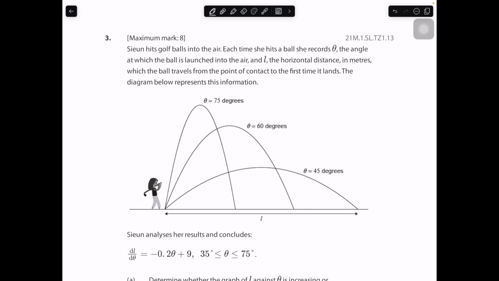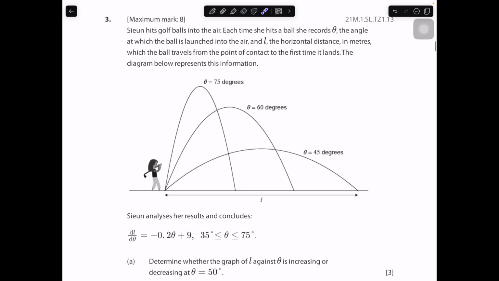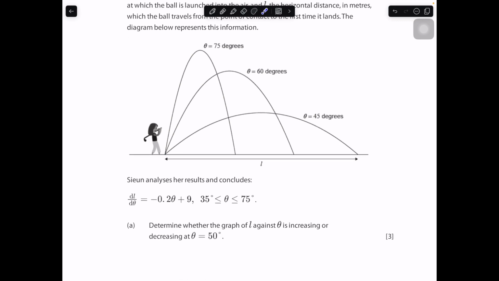Okay, so here she is. She's hitting the ball at 75 degrees, and we see how far it goes. At 60-degree angle, and we see how far it goes, and so on, so on, so on. She analyzes her results and concludes that, this is going to look kind of wild and crazy, I suppose, that the change in the length by the change in theta is equal to negative 0.2 theta plus 9. And then this right here, remember this is the angle.